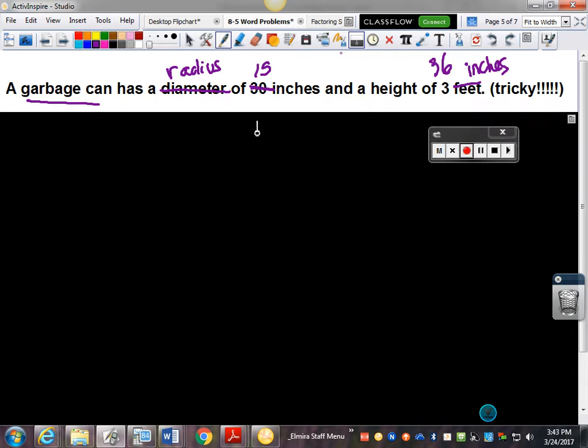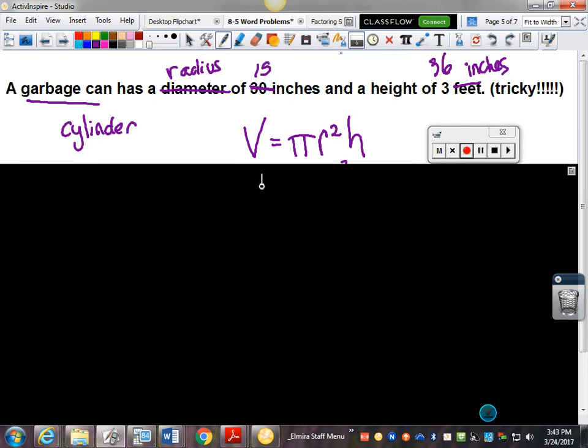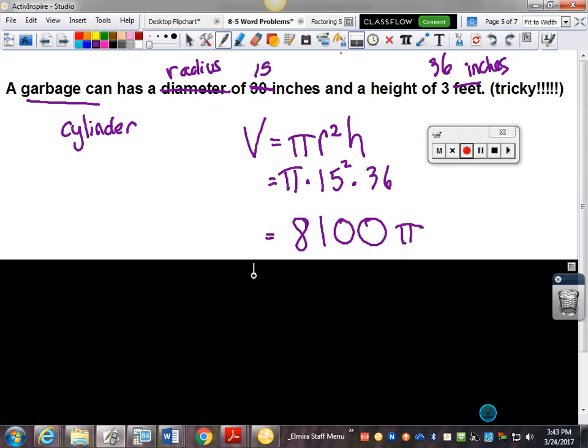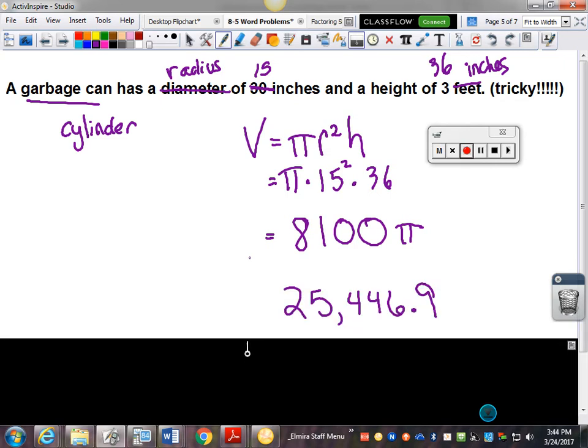Okay, now garbage can. Again, everyday object. I hope that you know that a garbage can is in the shape of a cylinder. So the cylinder formula would be volume equals pi r squared h. Radius is 15, height is 36. Sub those things in. 8,100 pi when I do my pi answer. And 25,446.9 for my regular answer.